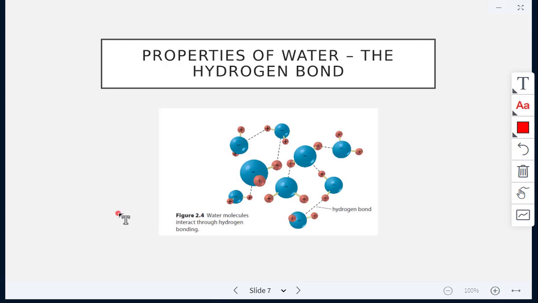So here again, we're just looking at another diagram showing how the hydrogens have that slightly positive charge and the oxygen shown in the blue has that slightly negative charge. And here we can see the hydrogen bond forming as well. So the attraction between that negative oxygen and a neighboring water molecule, specifically that negative oxygen is attracted to that positive hydrogen, and that forms that hydrogen bond.